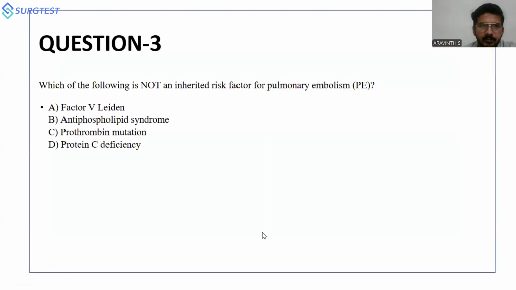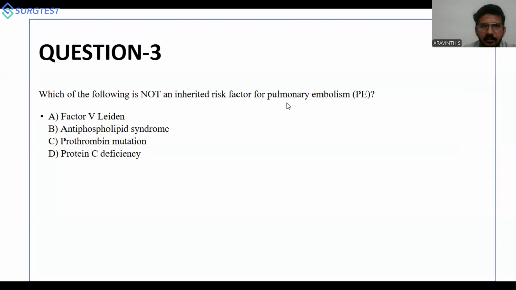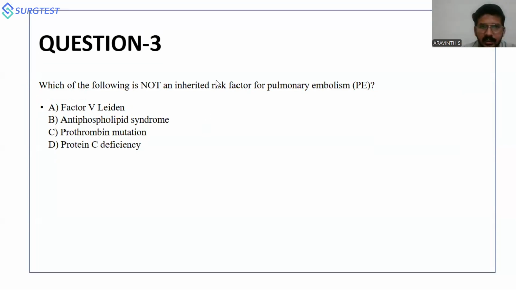Right? Okay. So going to question 3, which of the following is not an inherited risk factor for pulmonary embolism? A. Factor V Leiden mutation. B. Antiphospholipid syndrome. C. Prothrombin mutation. D. Protein C deficiency. Pretty straightforward question. So the thing is, such questions often come in your AIIMS and NEET SS exams, where some factual questions are often asked, and you are supposed to have a rote memory of all of this.